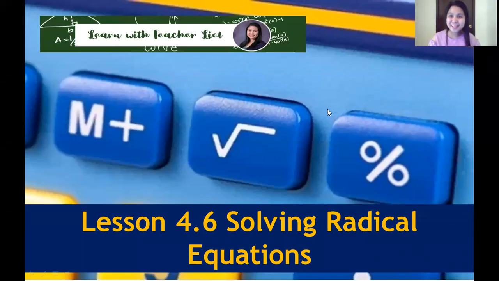Once again, good morning and welcome to our math class today. Today, let's talk about the last topic for chapter 4, and it's about solving radical equations.